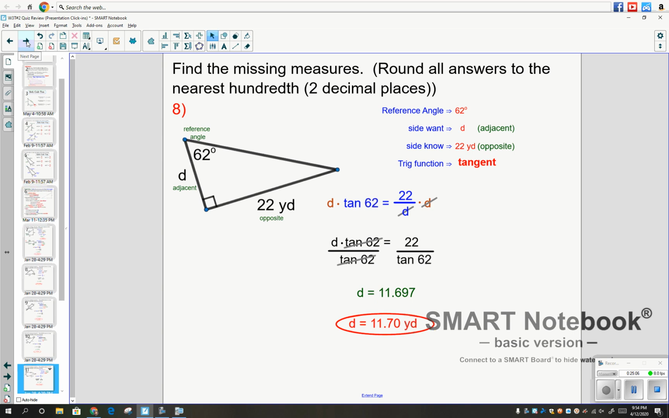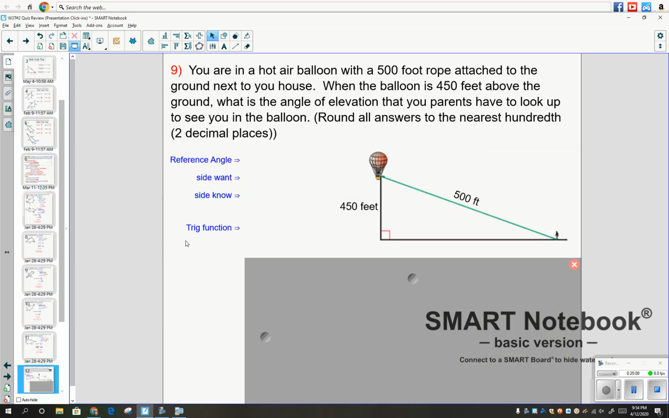So those are, given a triangle, find the missing measure. Now the last 4 problems in the review are application problems. Given a story problem, you may have to draw a picture. You may be given a picture. So you are in a hot air balloon. You have a 500-foot rope attached to the ground next to your house. When the balloon is 450 feet in the air, the rope is now tight. The question is, what's the angle of elevation that your parents have to look up to see you in the balloon?